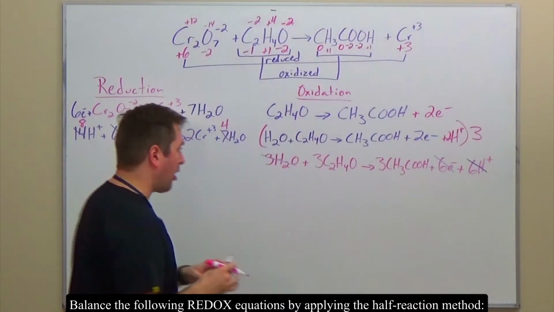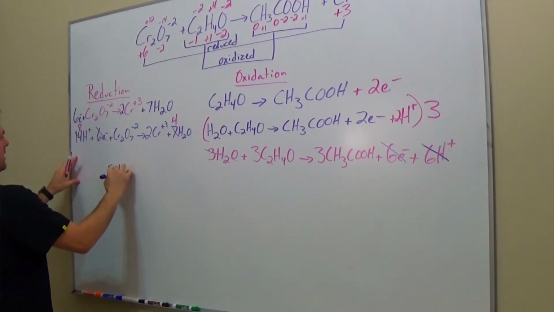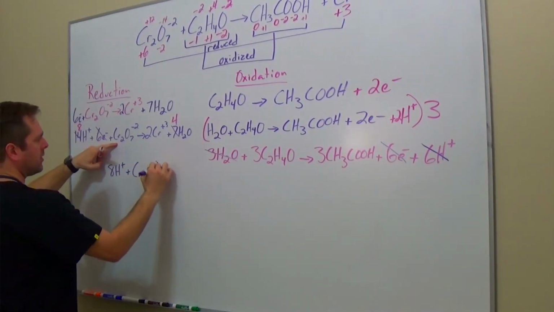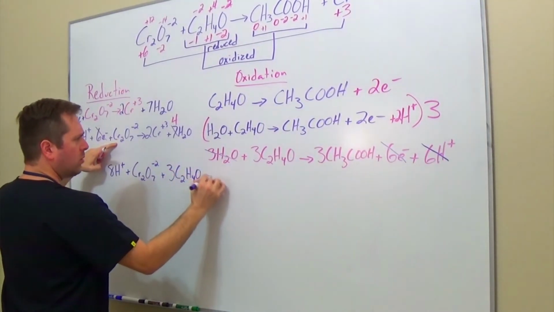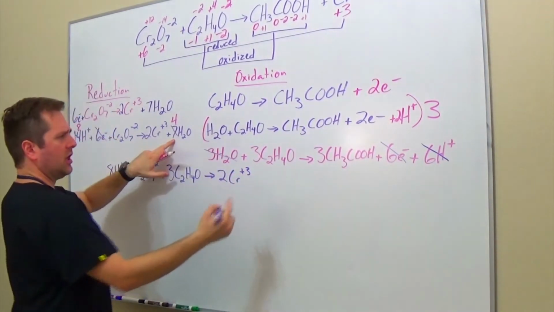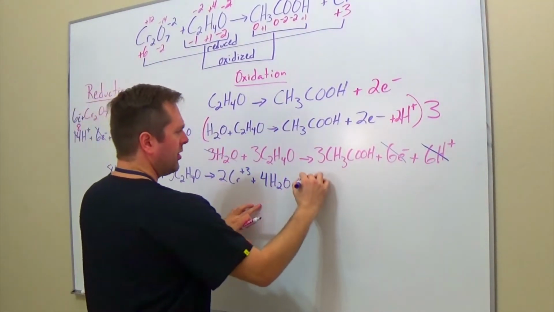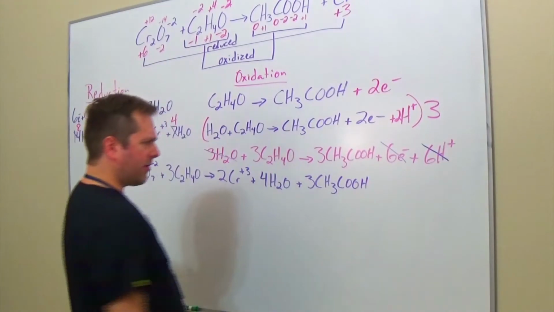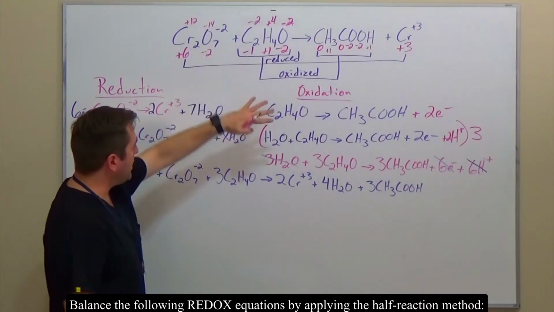Let's go ahead and consolidate our reaction and see what we're working with. I'll say 8 hydrogen ions plus the dichromate ion plus 3 C2H4O yields 2 chromium 3 ions plus 4 waters plus 3 acetic acids, and that is it, right? Absolutely. Do we need to bring anything down? No. Every element is accounted for down here.